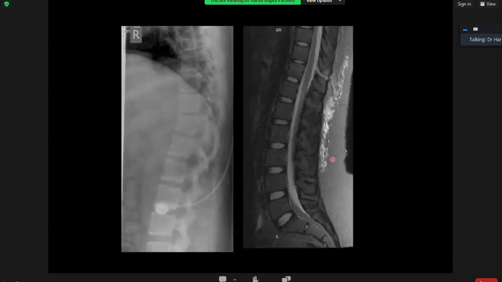Now, when I spoke about these subtle findings on plain film, if you look at this, with the history of trauma, there is only subtle kyphosis in the lower thoracic spine. The patient has MRI, and you can see here there is complete disruption of the posterior ligament complex, complete disruption here in the ligamentum flavum, and all interspinous edema there.